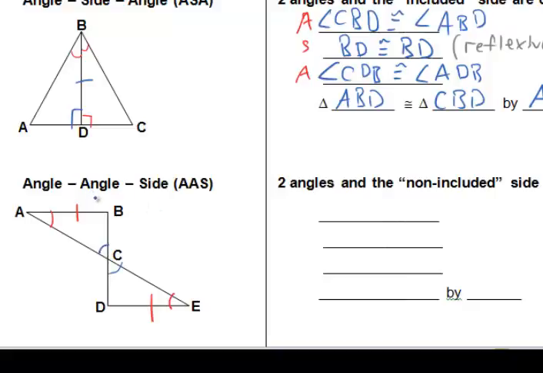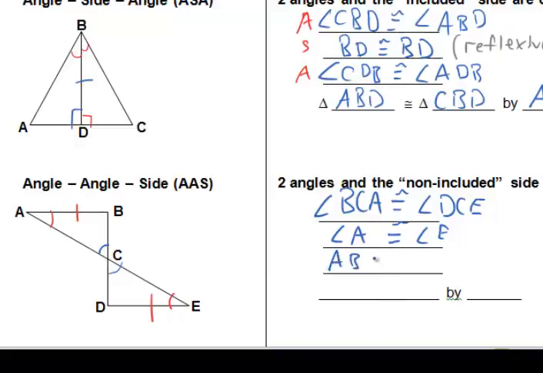Okay? So I can go through and list each one. Angle side. They're at C, so I've got angle BCA is congruent to angle DCE. All right. This angle over here, I can just call it angle A. I could call it angle CAB, but since it's the only angle there, I'm going to keep it easy. Angle A is congruent to angle E. And lastly, side AB is congruent to side ED.